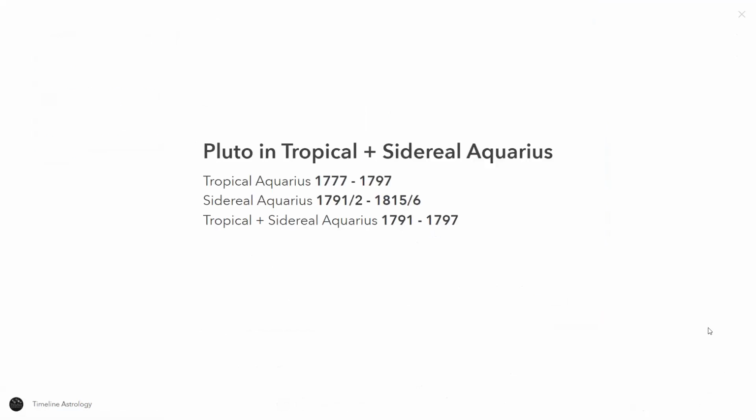So looking at Pluto in both tropical and sidereal Aquarius, let's look at the last time this happened, and then look at what may happen in the future. The last time it happened was obviously a very interesting time on the planet in terms of the Industrial Revolution, of course, and many other revolutions. The tropical transit occurred from 1777 to 1797, those 20 years. The sidereal occurred from 1791, 92 to 1815, 1816.